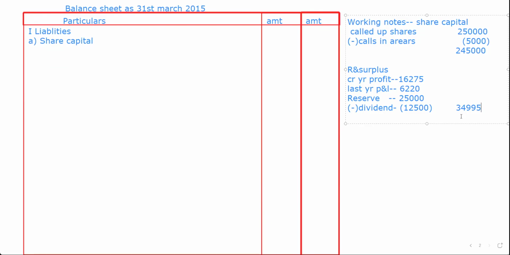Now I have to add it to the 2,45,000. So that's how I'm going to get the total of 2,79,995. So this is how I got it. This share capital I'm going to write here as the total amount like this: 2,79,995. This is the amount I have got. So this one I'm going to take up like this only. Hope it is very clear for you. So this is how you're going to take it up.